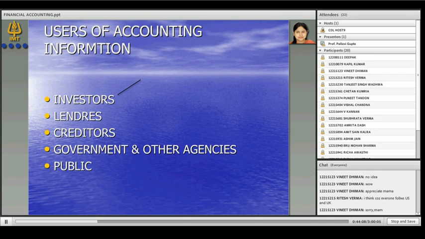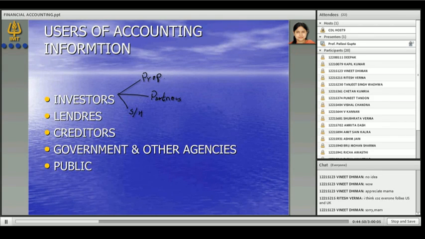Investor may be in the form of the proprietor, it may be in the form of the partnership partners, it may be in the form of the shareholders, right? So investors require the information on whether they have earned a profit or loss, and how their business is doing. That's why they want accounting information to be prepared. We should prepare the profit and loss account and balance sheet.